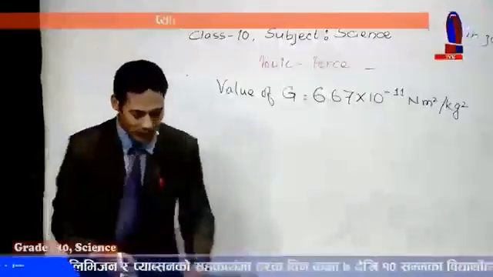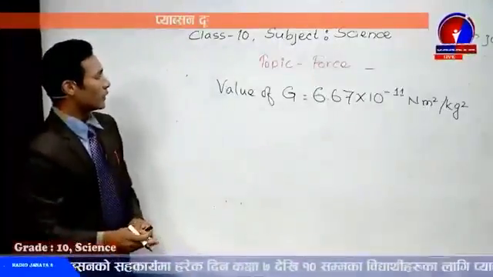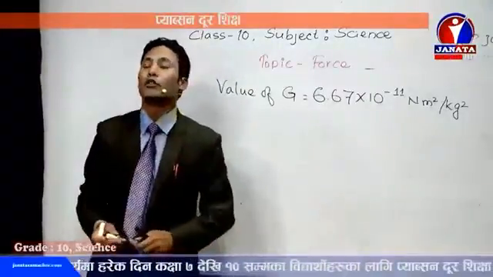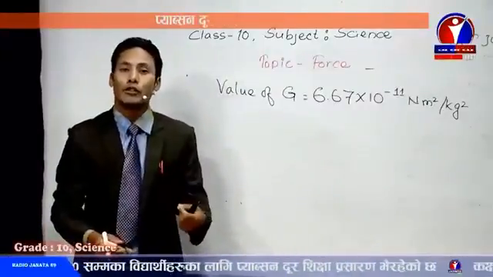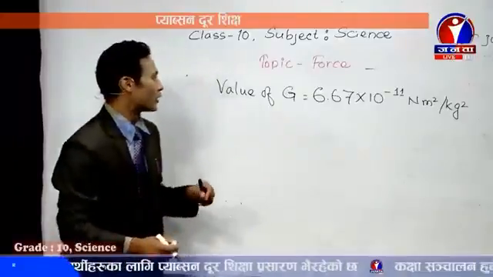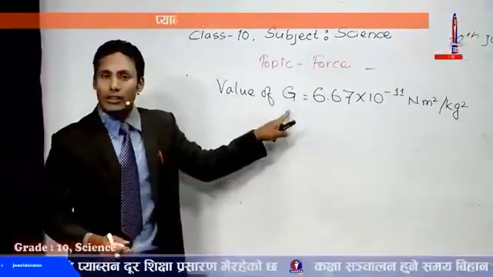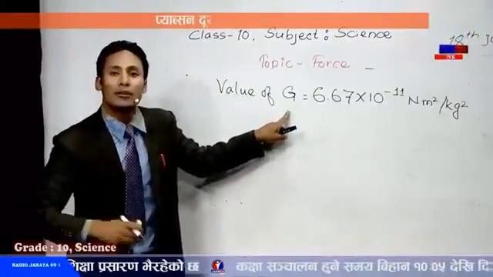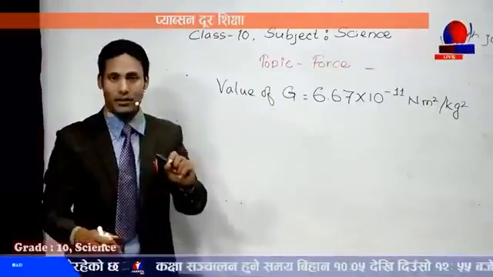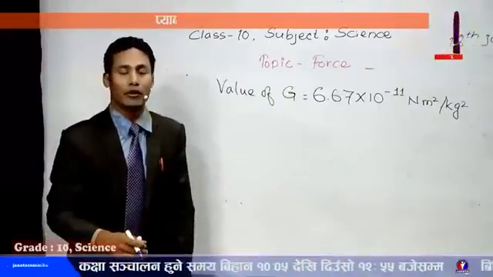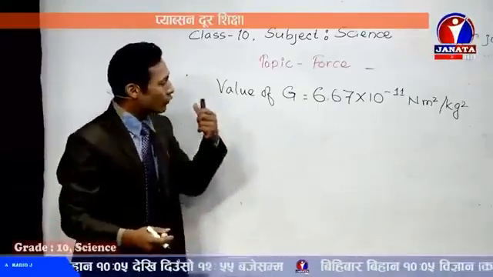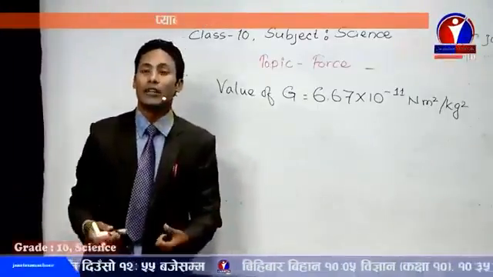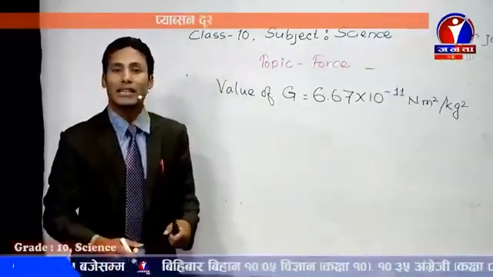Now I frequently use the term: this G is called the universal gravitational constant. Why is it called the universal gravitational constant? Let's see. The value of G is not affected by the mass. Whatever the material used for formation of that mass, it doesn't affect it. And the value of G is also not affected by the medium in which the objects are kept.